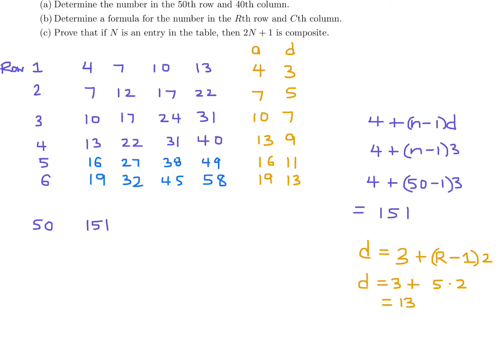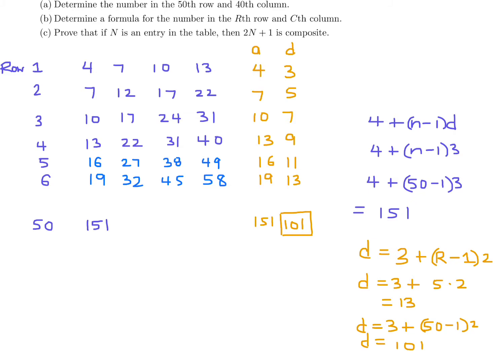So I want the d that's going to go here, the d that corresponds to the 50th row. Well, I would put 50 for r. So d would be equal to 3 plus 50 minus 1 times 2. And therefore d is 50 minus 1, 49 times 2, 98. 98 plus 3 is 101. So that's my 101 right there. That is the difference for this row. And the a for that row, which is the first term, well, that's just 151.